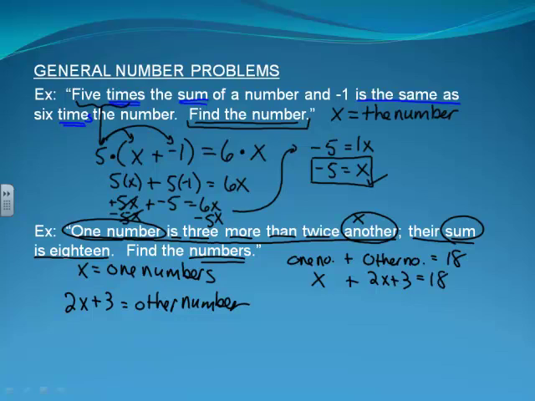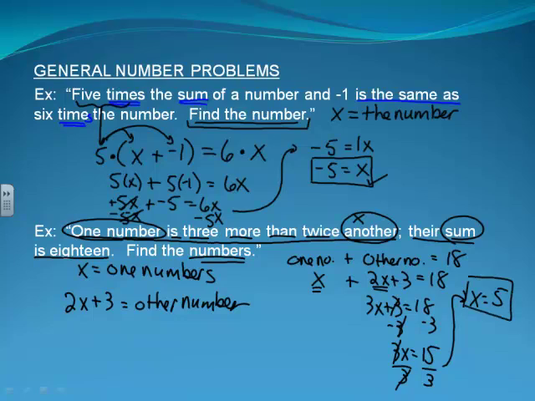Now it's just a matter of combining like terms. 1x plus 2x is 3x, plus 3 equals 18. Subtract 3 from both sides. We're isolating our x. 3x is equal to 15. Divide both sides by 3. Again, from the previous module, we are isolating our x. And x is equal to 15 divided by 3, which is 5.